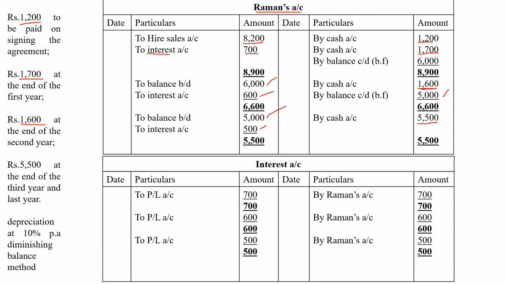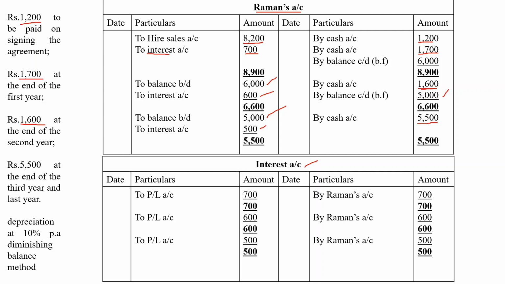Tally your account. Your account should get tallied at the end of the last installment. If there is no default at the end of the last installment, the account should get tallied. So here also the account is getting tallied. Next you have to prepare the interest account. The interest account is very simple. Every year interest becomes due and it is transferred to the P&L account.